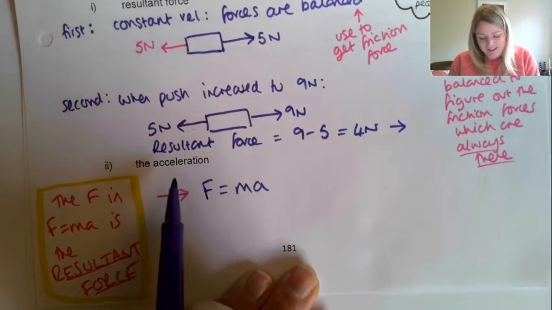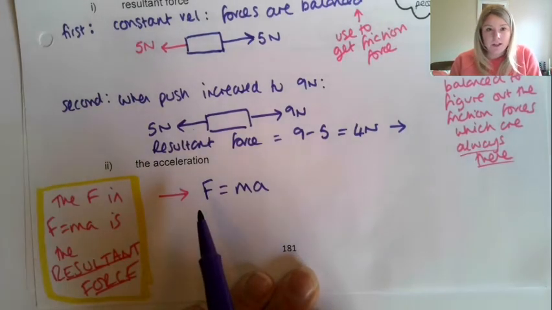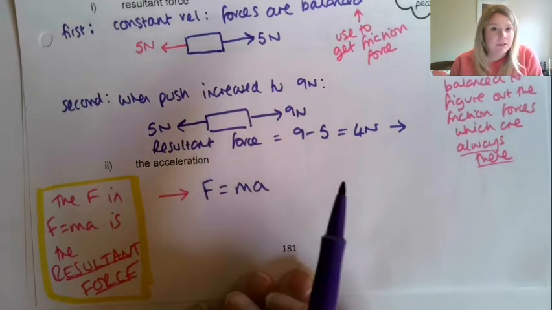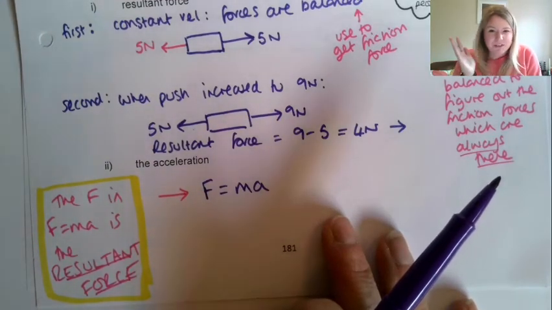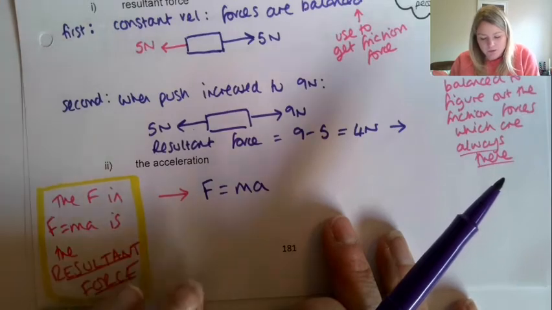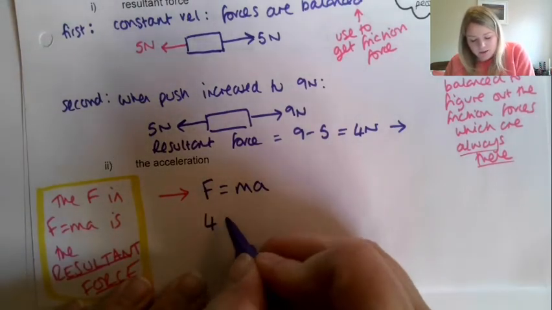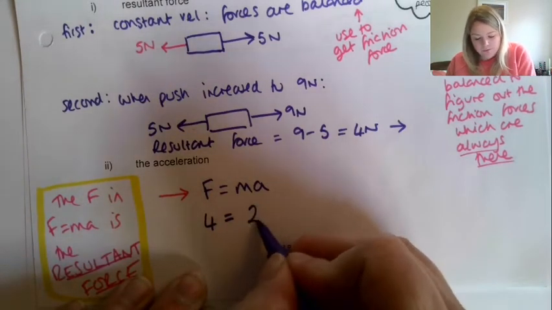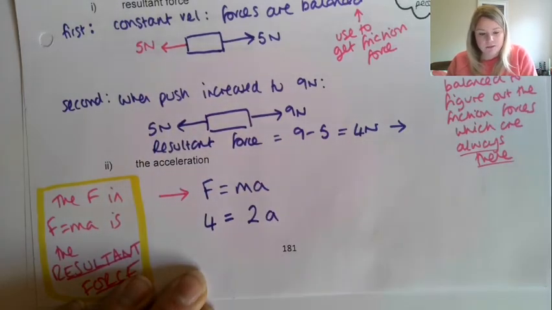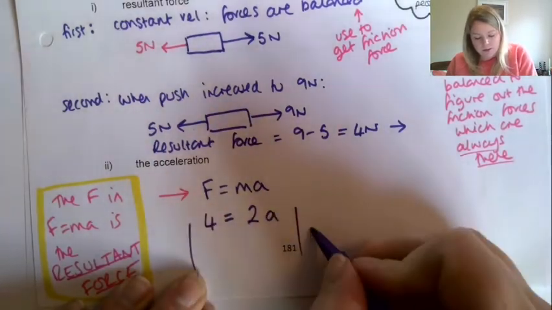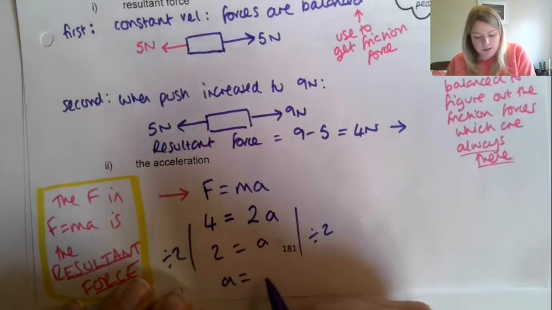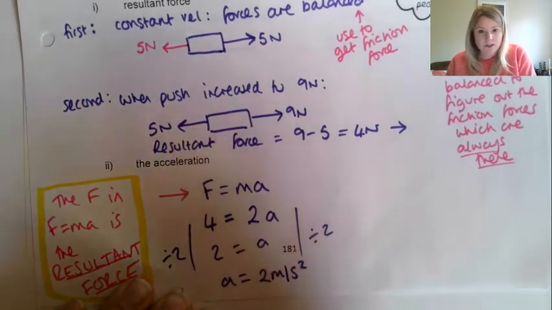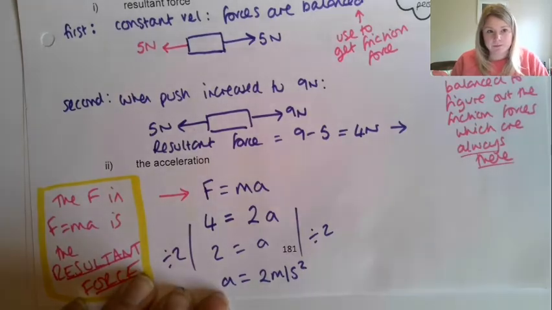So we had to calculate the acceleration. If something's accelerating and you have to relate the acceleration and the force, it's going to be F equals ma. So our resultant force is 4 newtons. The mass is 2, and the acceleration is what we're being asked to find. So if we divide both sides of that equation by 2, we get 2. So the acceleration is 2, and the units of that are meters per second squared.